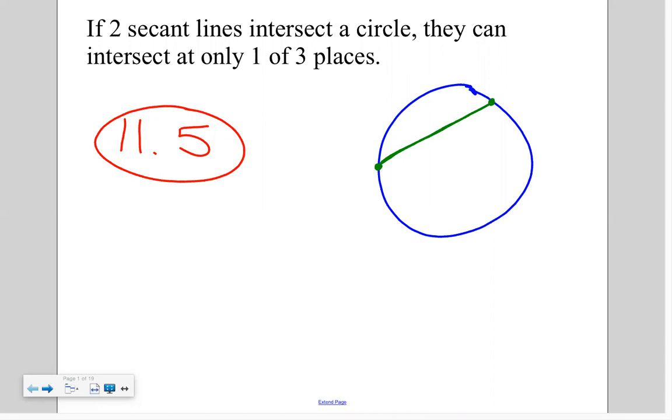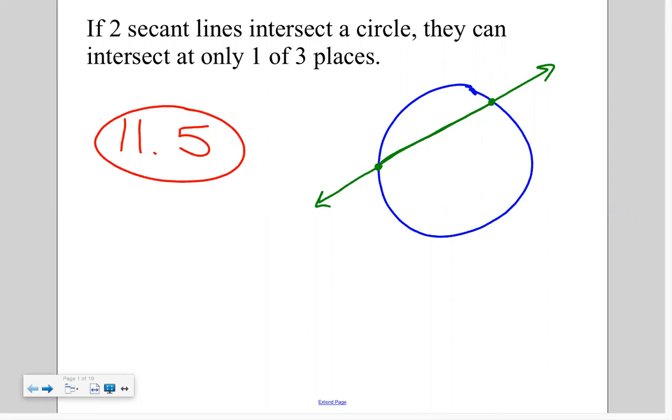Right, that made a chord. A secant line is just like a chord, except it goes forever in both directions. So it still intersects a circle in two places, but then it goes forever once it leaves the circle in those directions. What we're going to be talking about are two secant lines, and the angles that are made within those secant lines and how they work in relation to the circle. To start off, we're going to show how two secant lines intersect a circle.